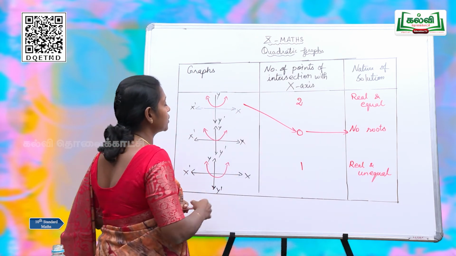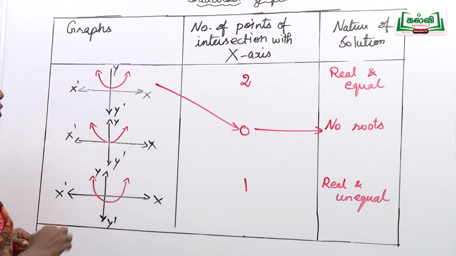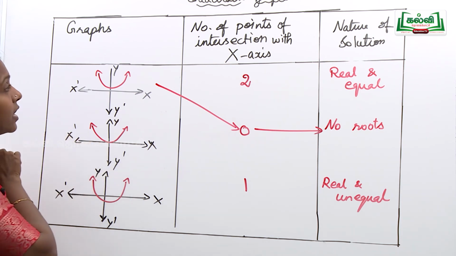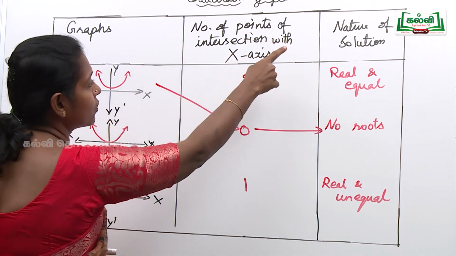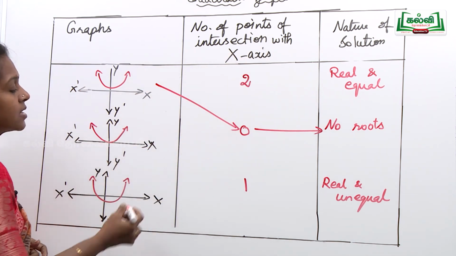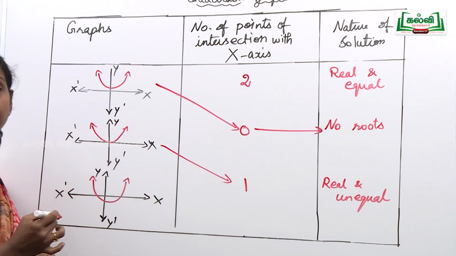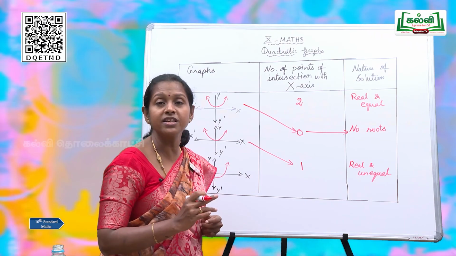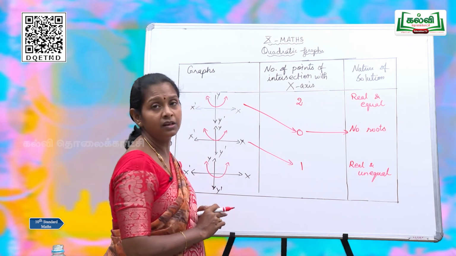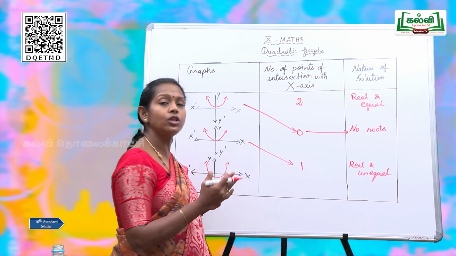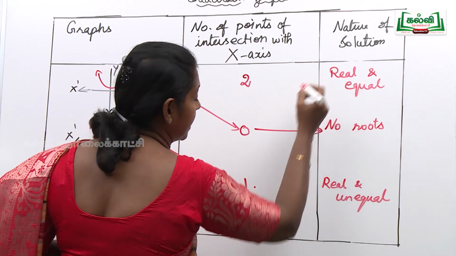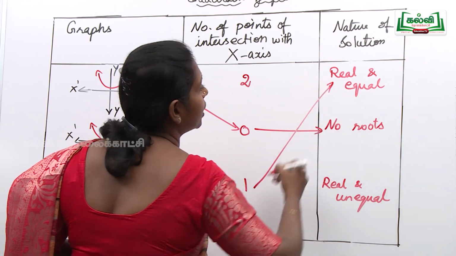Okay, come to the next picture. See this picture. There is a parabolic curve. The parabolic curve touches the x-axis somewhere, but at only 1 point. Correct? That means it will be matched with the number of points of intersection with the x-axis is 1. Did you mark it? Right. If it touches at 1 point, how many roots? What is the nature of solution? Real and equal. That means both the roots will be the same. So, real and equal. Where is it? It is there up. Very good children. Well done.